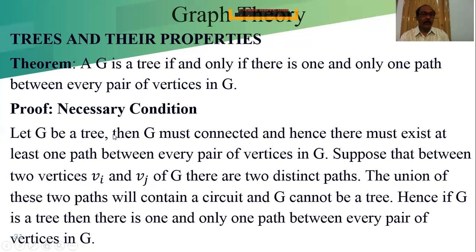But according to the definition of a tree, it is connected but there is no circuit. It would contain a circuit and G cannot be a tree. Hence, if G is a tree, then there is only one path between every pair of vertices in G. This is the one part of the proof, the necessary condition.